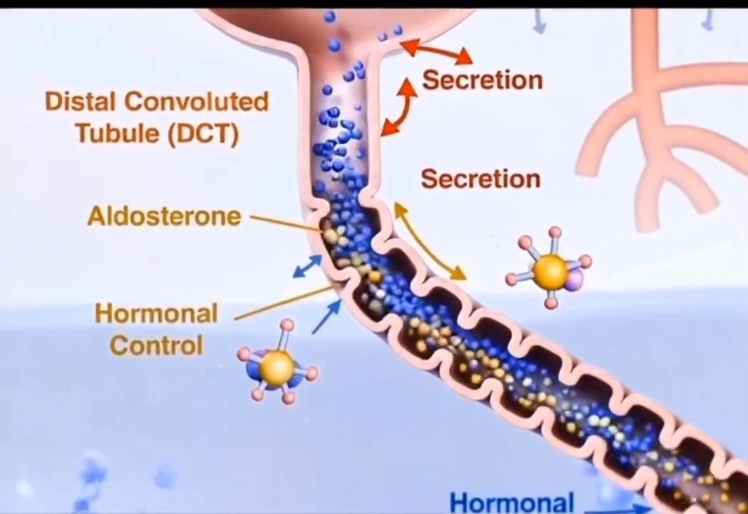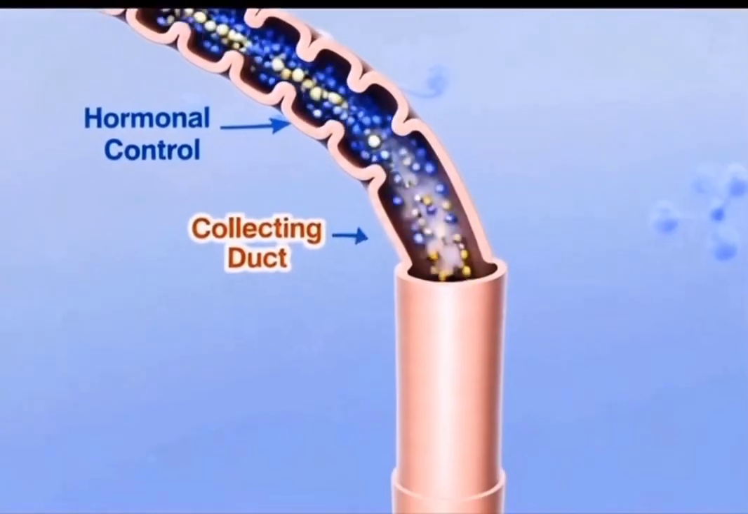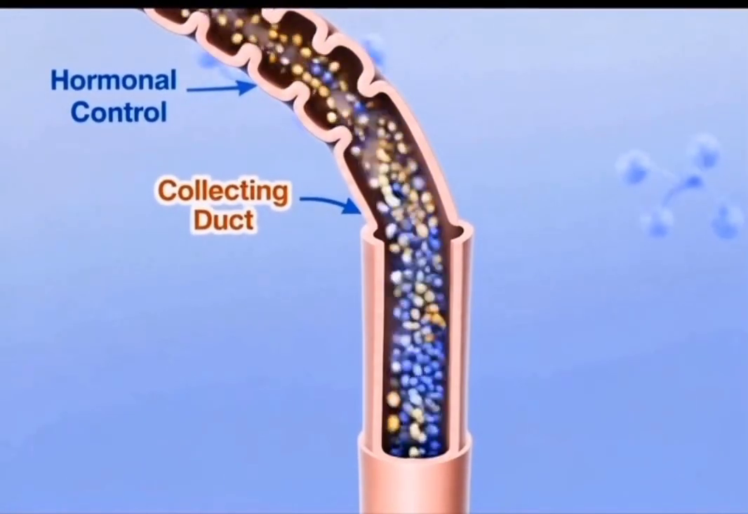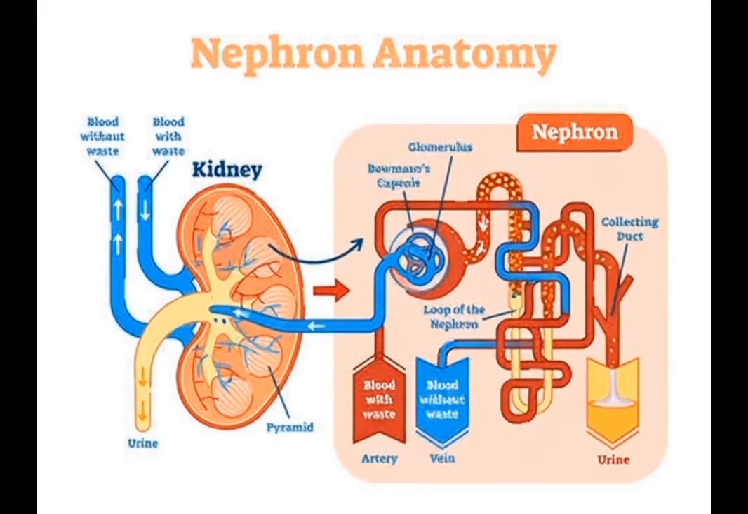The collecting duct receives urine from many nephrons and sends it to the renal pelvis. So this was the complete structure of the nephron.